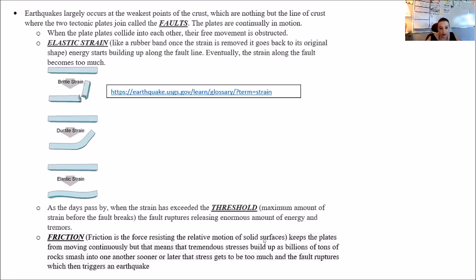And then it builds up a lot of stress. Billions of tons of rocks smash into each other. Sooner or later, that stress becomes too much. The fault ruptures, and then we get an earthquake.